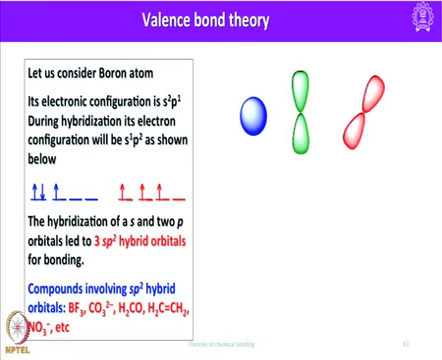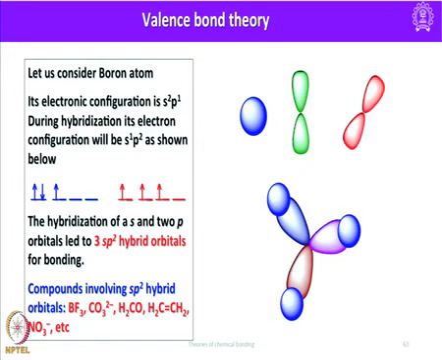You can see these 2 p orbitals and 1 s orbital are participating in hybridization, and we have these 3 sp2 hybrid orbitals. Now, they interact with the 3 fluorine atoms to generate the BF3 molecule, and the angles are 120 degrees between 2 fluorine atoms at the center. Another examples include CO3 2 minus, H2CO or ethylene, and NO3 minus, etcetera. We come across numerous examples for this sp2.